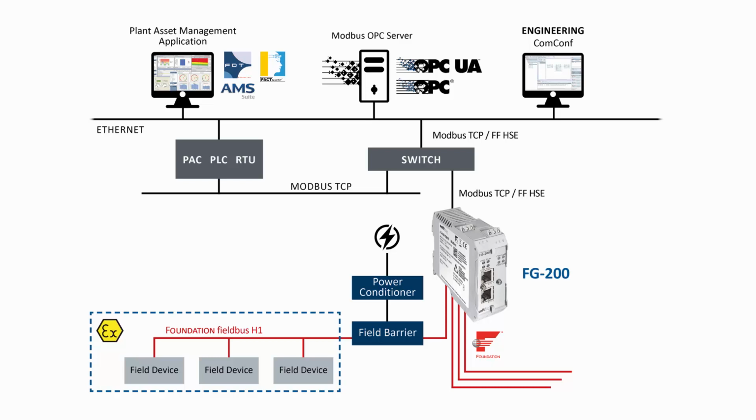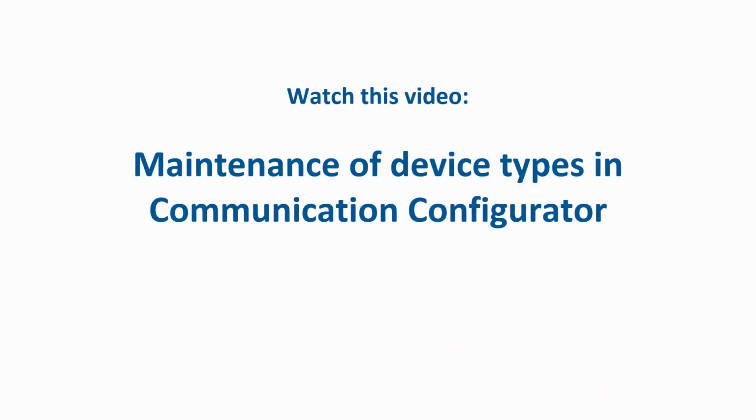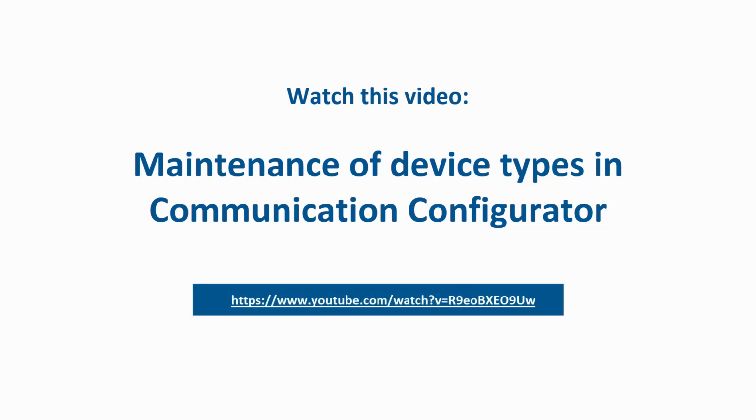In this video, we briefly introduce you to the process of creating a configuration within the communication configuration tool based on a scan of the network you want to configure. To create a configuration, the device descriptions of the connected devices are required. These have to be imported into the configurator. The import of device descriptions is shown in the video Maintenance of Device Types and Communication Configurator.